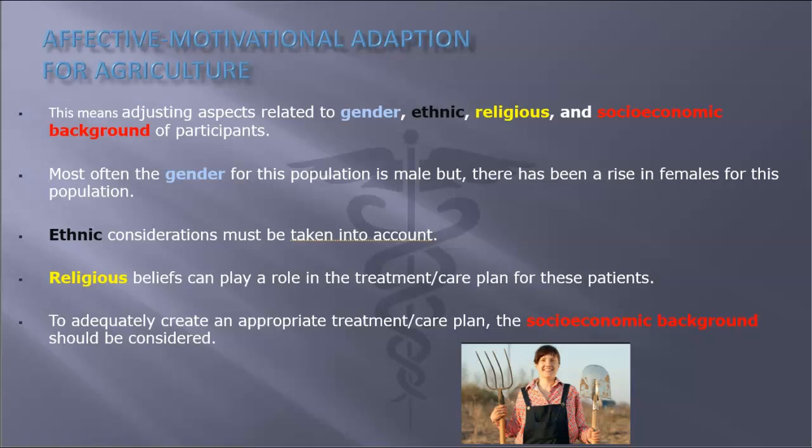The religious beliefs also play a role. You have to remember your education on if this religion will receive blood, and all of our religious teachings play a role in their treatment and care plans. You also have to consider their socioeconomic background and if they can afford the things that are being prescribed and if they can get to the places where they need to have this care completed.